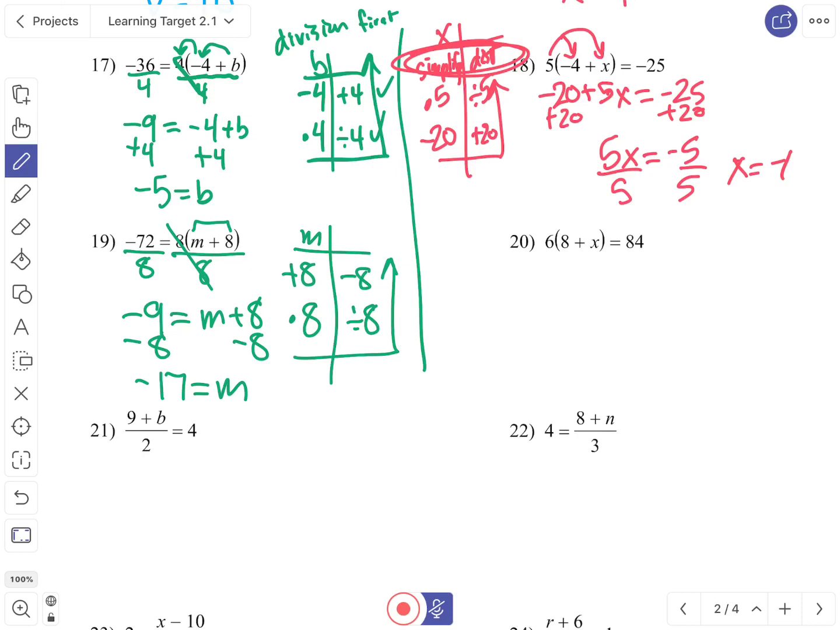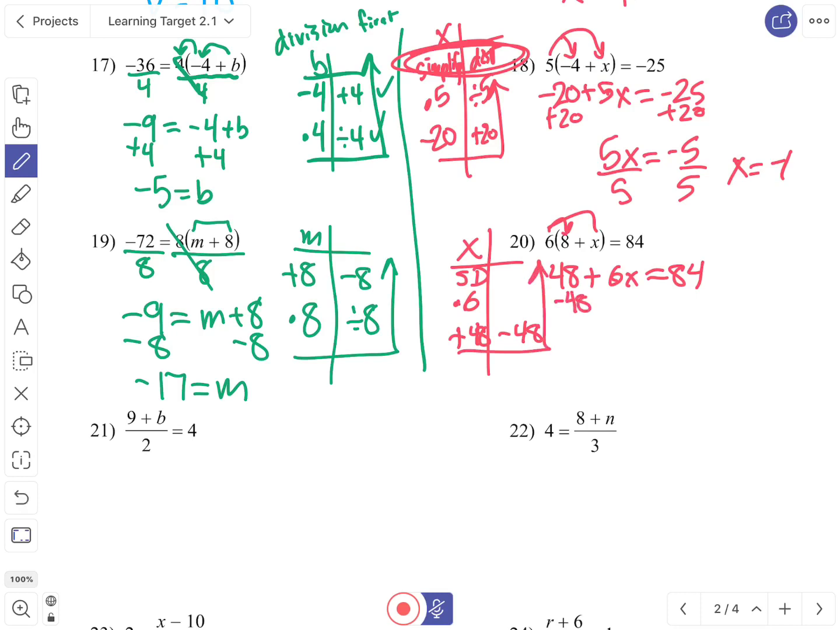So, number 20 again, if we use distribution, okay, so I'm simplifying with distribution. 6 times 8 is 48, plus 6 times x is 6x equals 84. So first I'd times by 6, then add 48. So for me, we subtract 48 first, right? Giving us 6x equals 36. Then we would divide by 6, giving us x equals 6 for our answer. So either one works. I don't care which one you do first. That's up to you, okay?